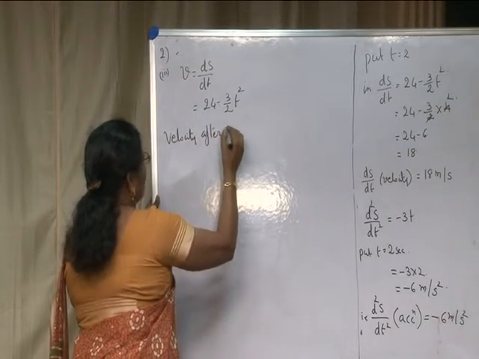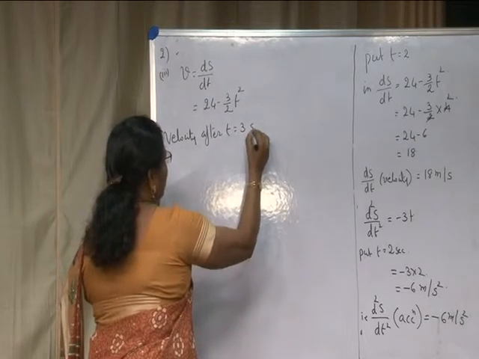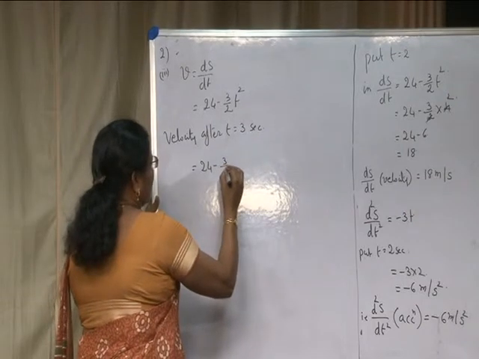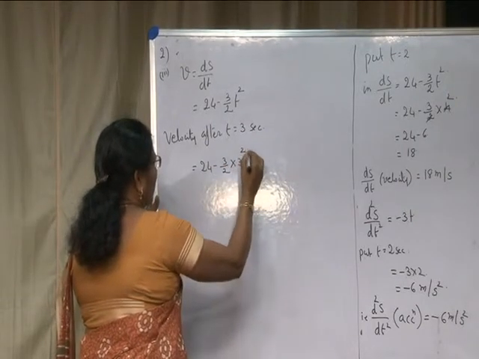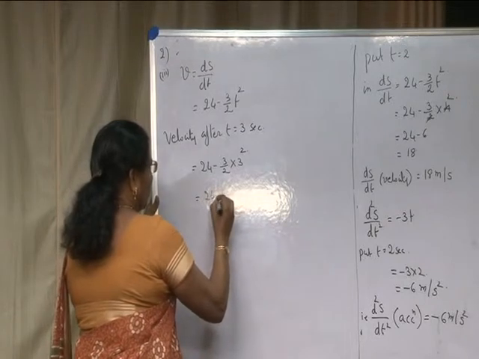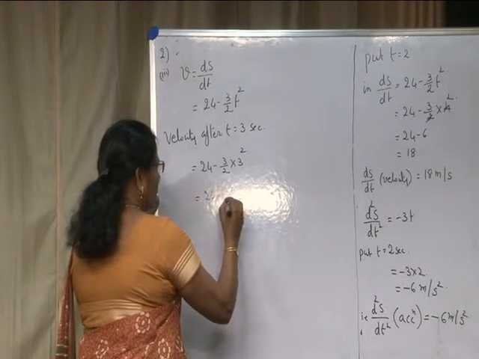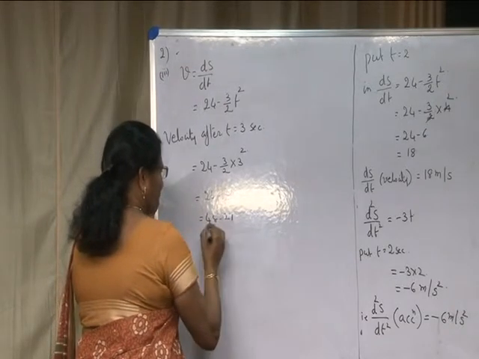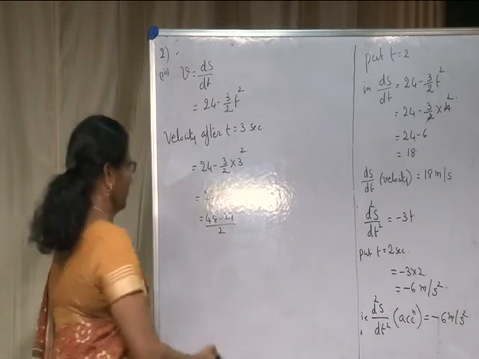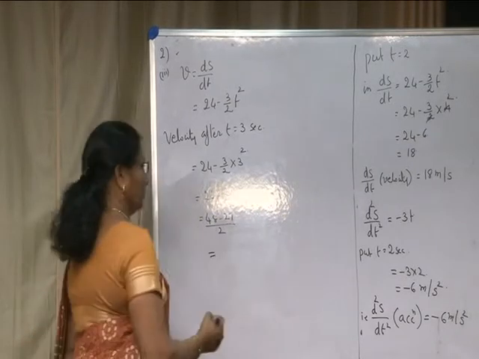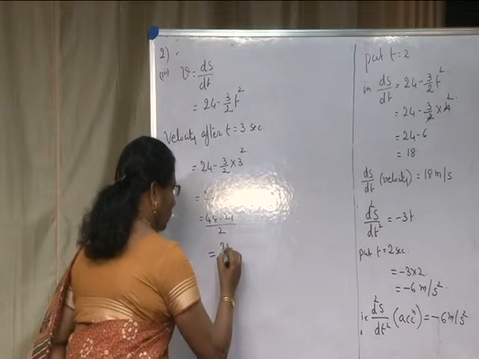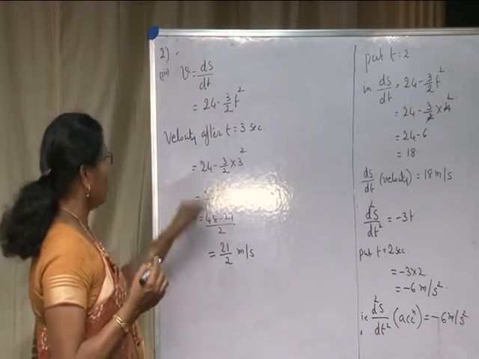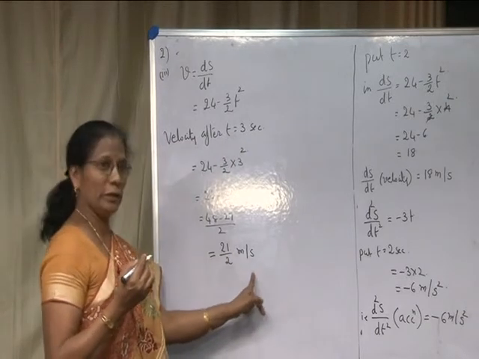Velocity after t is equal to 3 seconds. This is equal to 24 minus 3 by 2 into 3 square. So, that is 24 minus 27 by 2. This is 48 minus 27 by 2, taking LCM. So, this is equal to 21 by 2 meter per second. Velocity after 3 seconds, 21 by 2 meter per second.